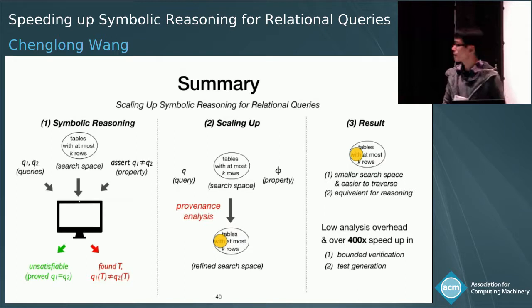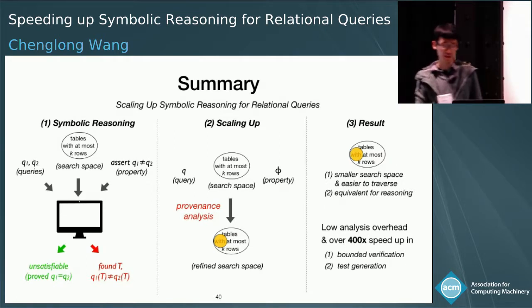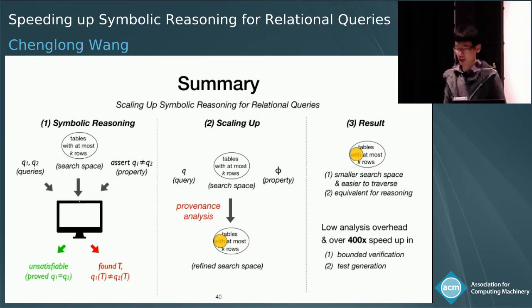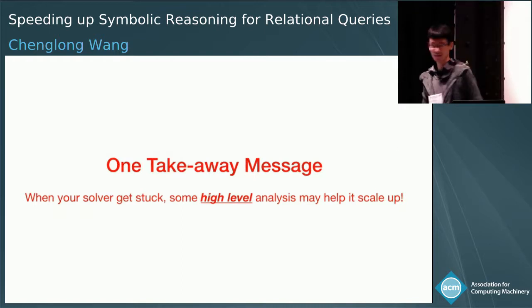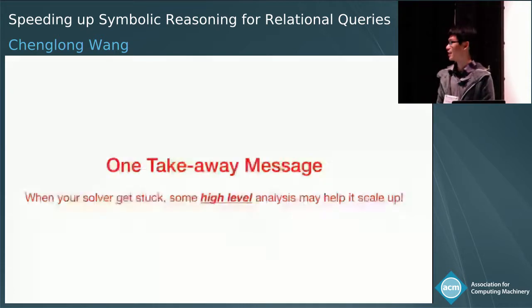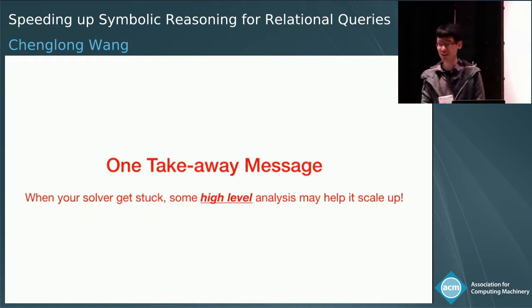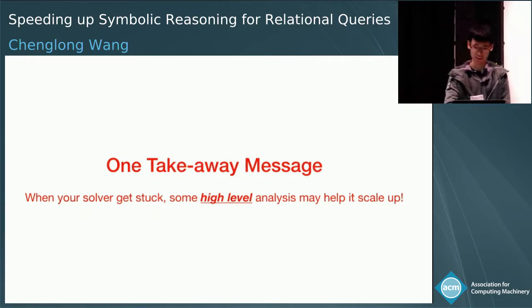To summarize, we do symbolic reasoning to make sure queries are doing good stuff, and we want to scale it up. The way we scale it up is to cover a smaller search space to achieve the same guarantee as you do in the bigger search space. Our experiments showed that we have a lot of speed up on some cases, quite a lot. Also, I want to share one takeaway message from my work: a solver is very likely to get stuck whatever problem you try. From my personal view, you could do some high-level analysis. It may be cheap, and it's able to help your solver a lot. It may just save you another day. OK, thank you very much.